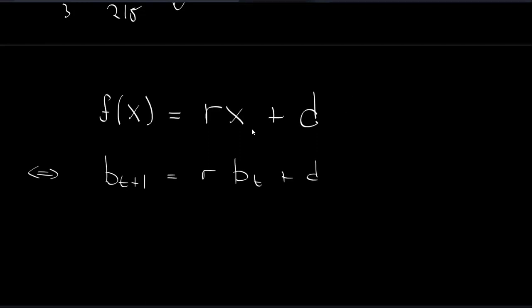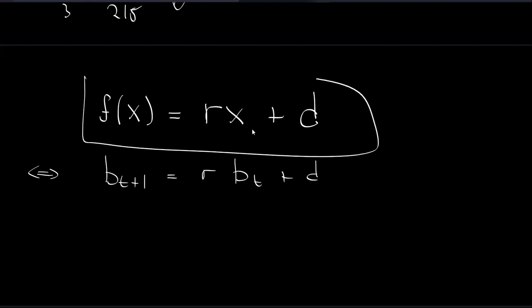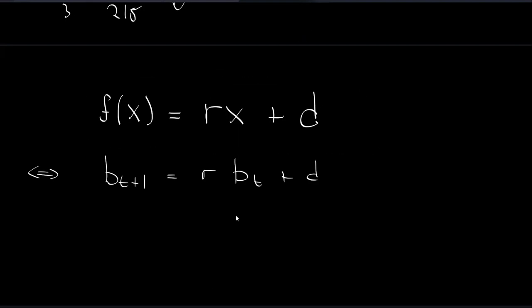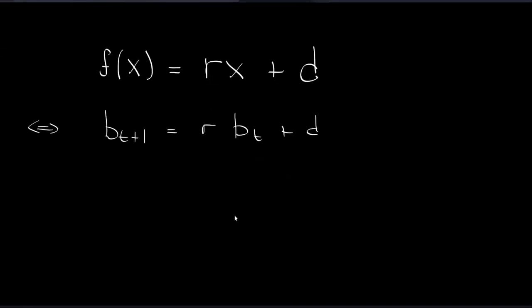By the way, this D right here, it could be 0, it could be negative, it could be whatever. It doesn't have to be here. It's just there to make it more complete. But this is the particular updating function. R and D are constants. For that particular updating function, you can actually find an explicit solution as a function of time.